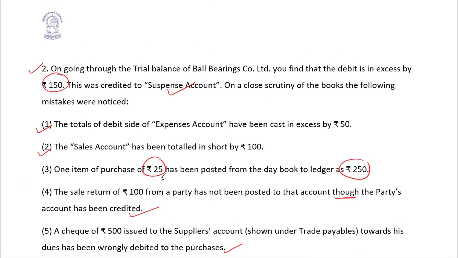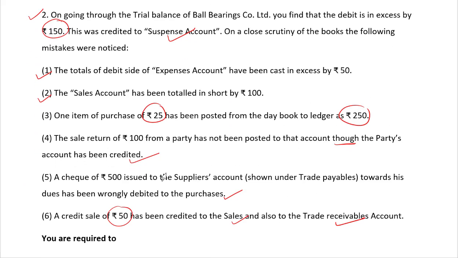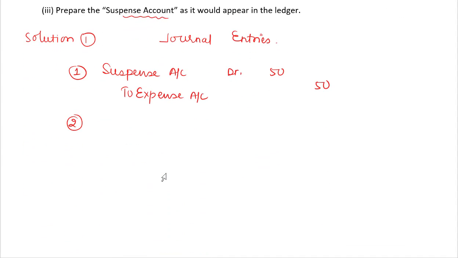The next one, sales account has been totaled short by 100. We will credit the sales now. So to sales account 100. We will debit what? Suspense account.